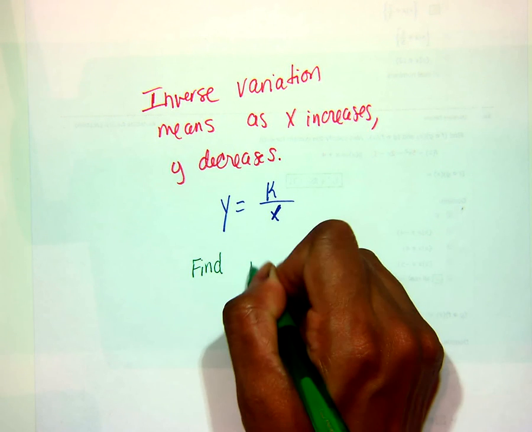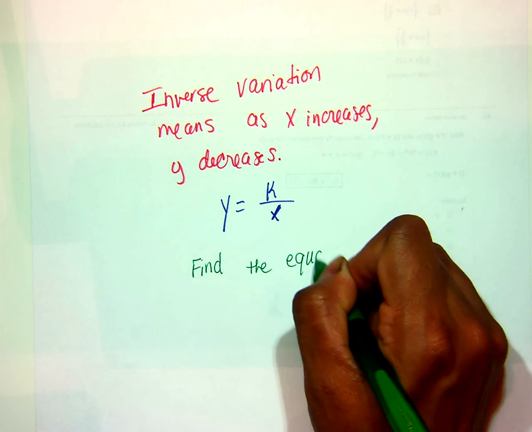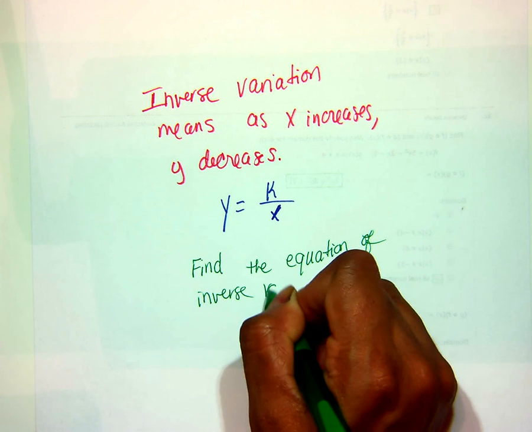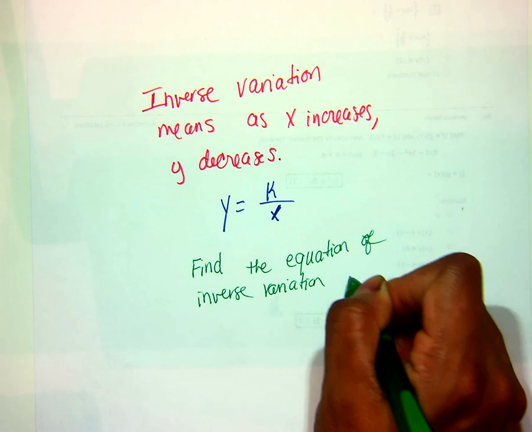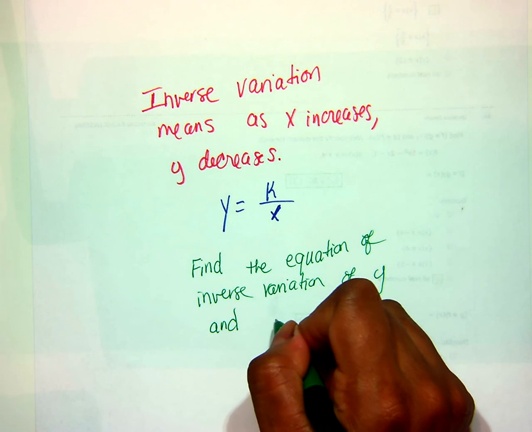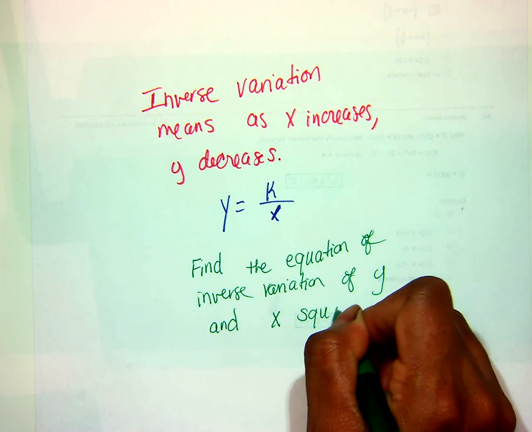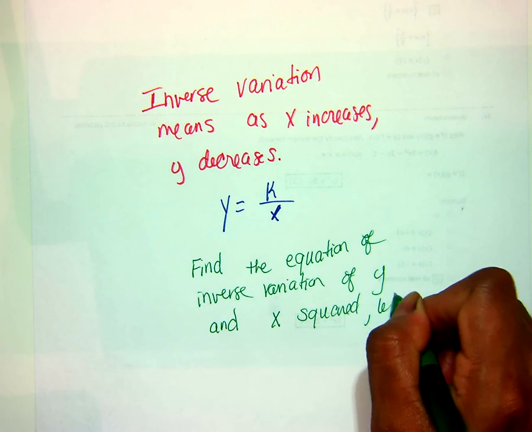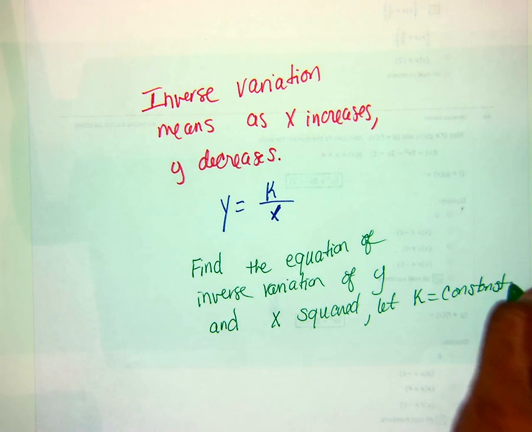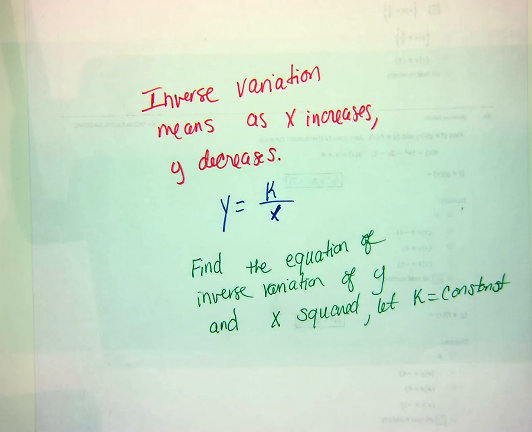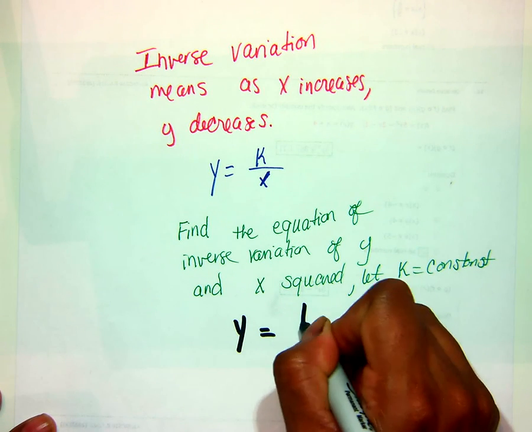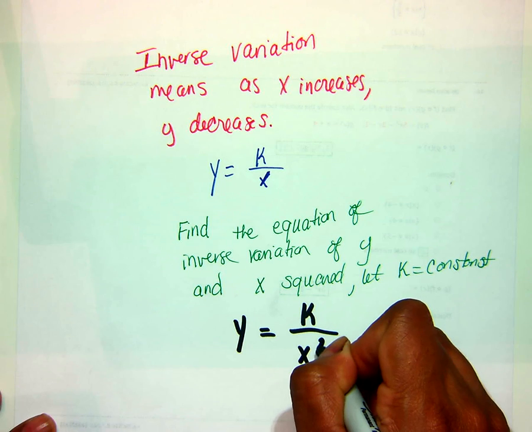So if I want you to find the equation of inverse variation of y and of x squared, and let k be the constant, the way that it would be written will be y equals k over x squared.